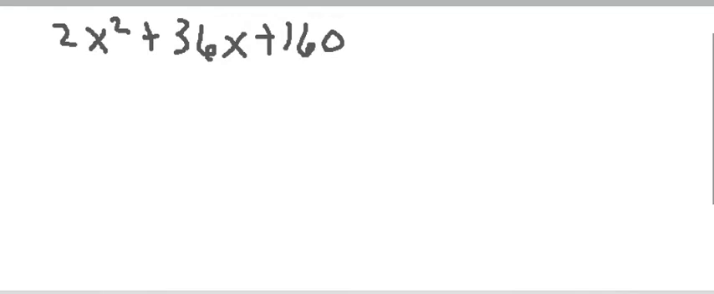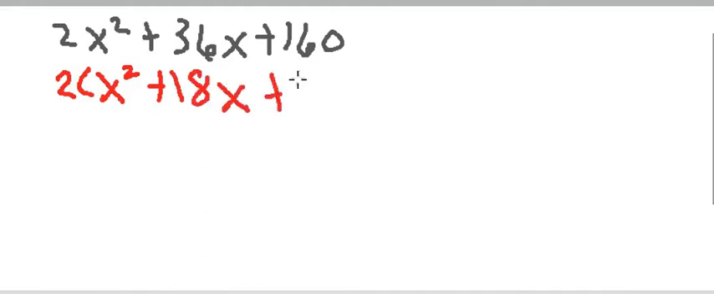So in this one, we have 2x squared plus 36x plus 160. We have a number in front of the x squared that's not a 1. So what we're going to do there is divide everything by 2 first. We're going to factor a 2 out. So that's going to give us 2 times x squared plus 18x plus 80. So now I want to factor what is inside the parentheses. I want two numbers that multiply to 80 and add up to be 18.